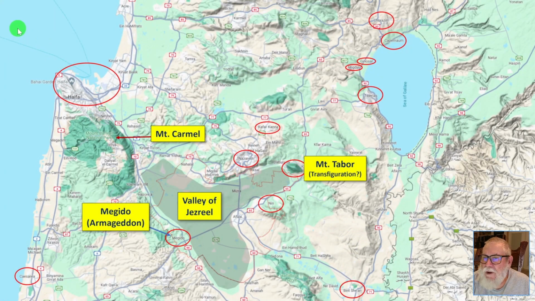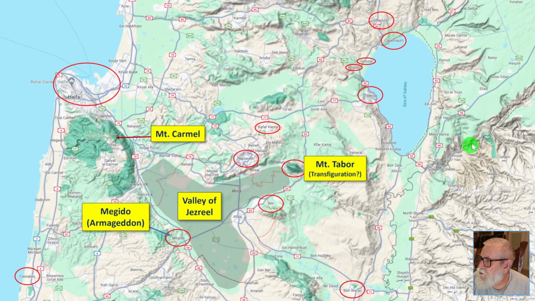So if we drop down here to about, say, airliner level, we get a look at the northern part of Israel, the province of Galilee. And so Galilee stretches from the Mediterranean coast over to the Jordan River. And these days, of course, it includes the Golan Heights, which are right up here.